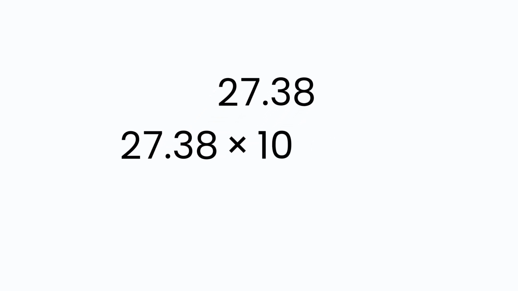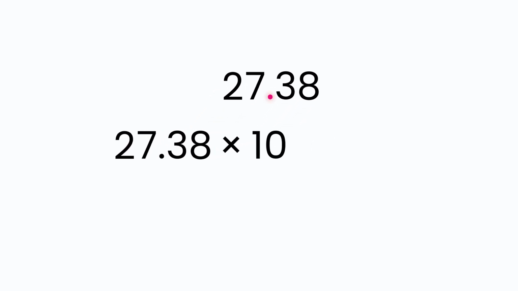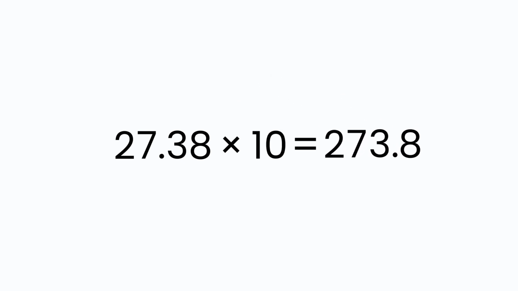Let's see what's going on through an example. You multiply 27.38 by 10. Multiplying by 10 means that you move the decimal point one place to the right. 27.38 times 10 equals 273.8. You can check your answer by using long multiplication.